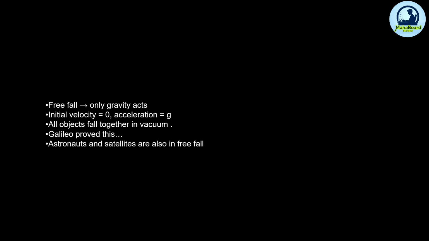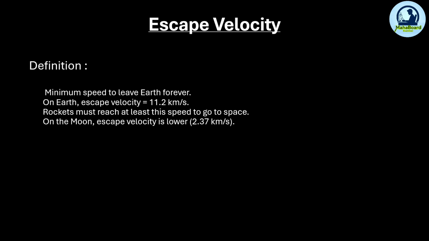So let's see what is escape velocity. Escape velocity is the speed needed to leave the Earth without falling back. For Earth, it is about 11.2 kilometers per second, much faster than rockets we usually imagine. And the exact definition is the minimum velocity required to escape the Earth's gravity, and the formula is given as VE is equal to square root of 2GM by r.